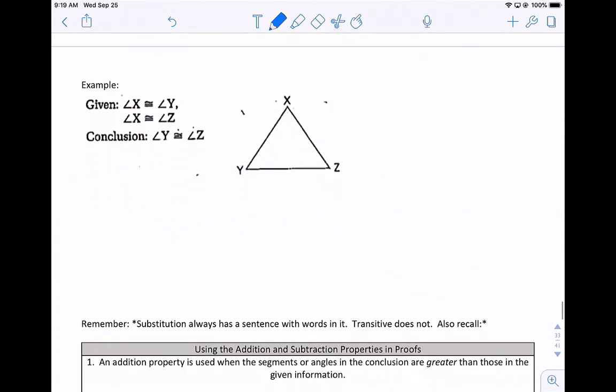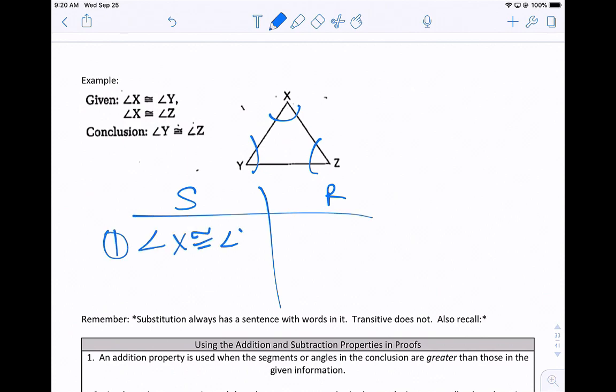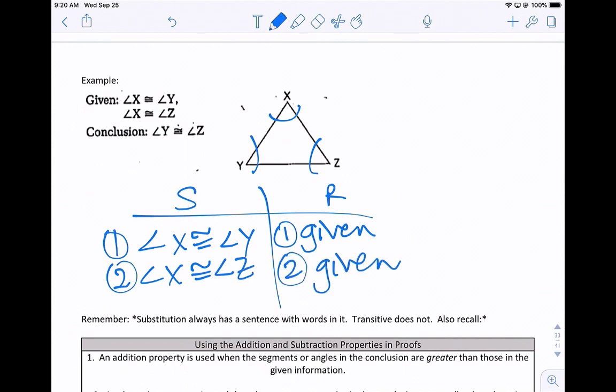Okay, let's try another proof right here. Given angle X is congruent to angle Y, and angle X is congruent to angle Z. Conclusion, angle Y is congruent to angle Z. All right, so statements, reasons. Step 1, angle X is congruent to angle Y, given. Step 2, angle X is congruent to angle Z, given. All right, we can go ahead and finish this proof. Then we have enough because we've said angle X in both of these. So we can say, well, angle Y must be congruent to angle Z, no words, so transitive property.